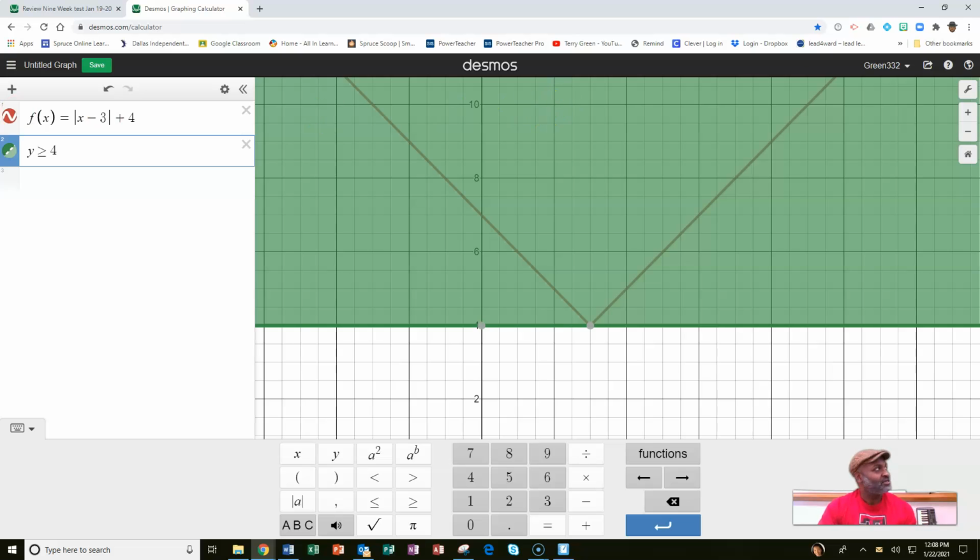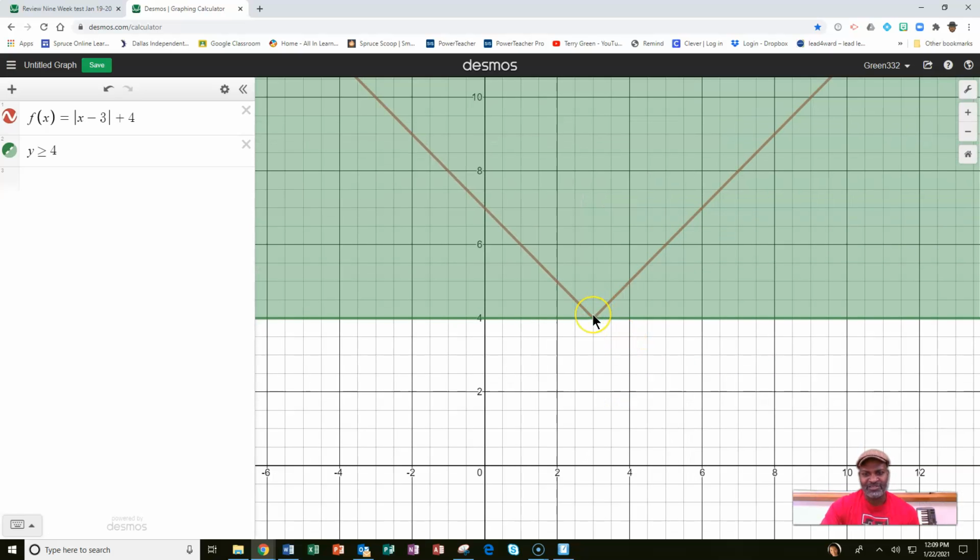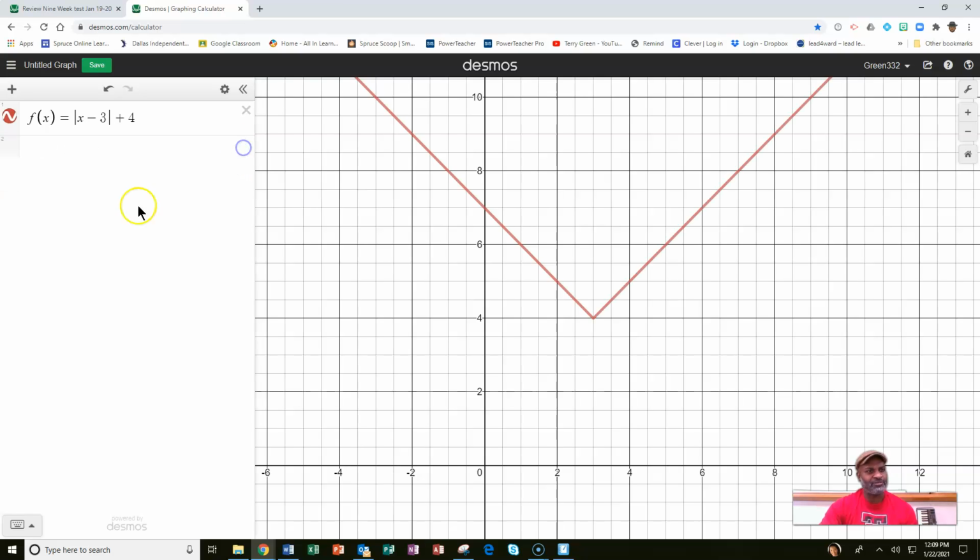And so they said the range was all real numbers. It is not, because all this part is not all of the numbers. It's just, y is just the numbers bigger than 4. So we know that that's not true either.